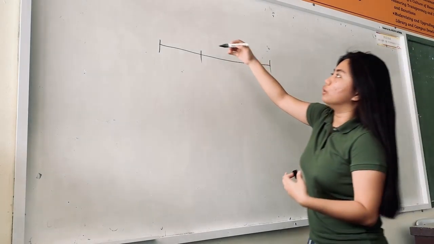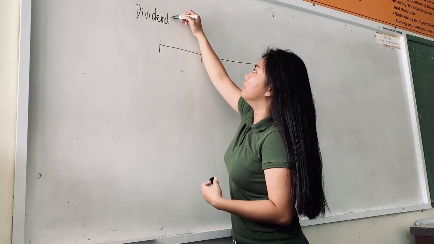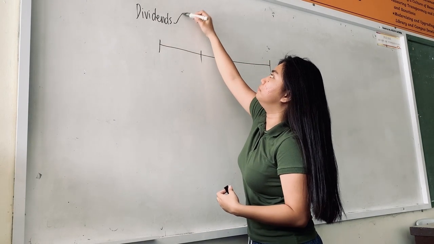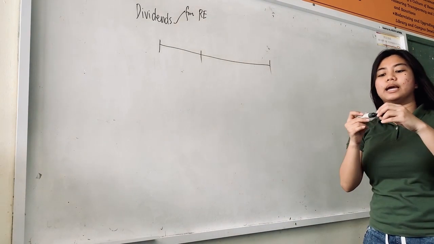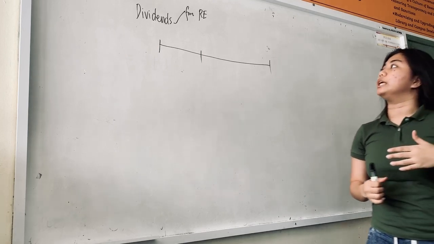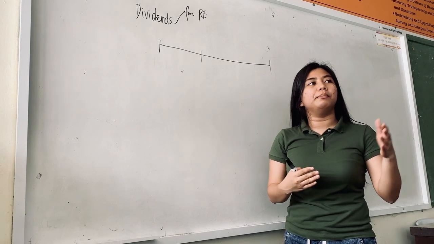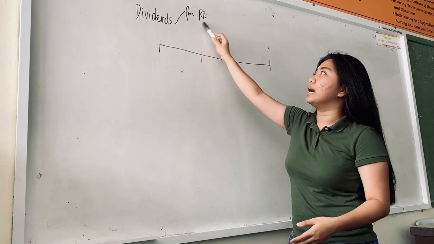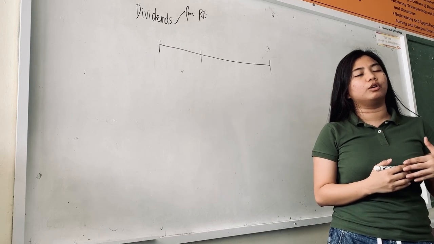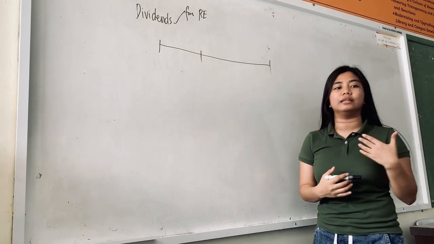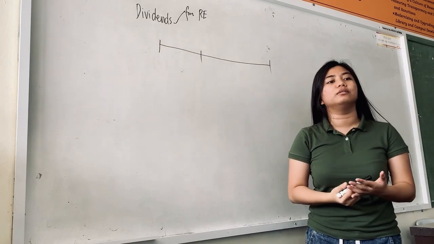So dividends, they come from retained earnings, okay? So ibig sabihin, sabi nga natin, sa mga nakapag-corporate accounting na, yung ating mga kinikita when it comes to corporate business organization ay napupunta sa ating retained earnings. So kapag ginusto na ng board of directors na mag-declare ng dividend para kumita ang ating mga shareholder, so that is when they declare the dividends and dun lang sila mamimigay.